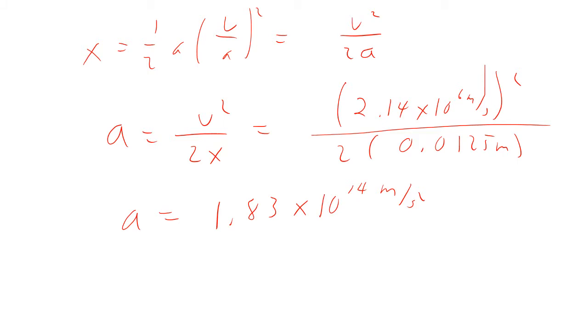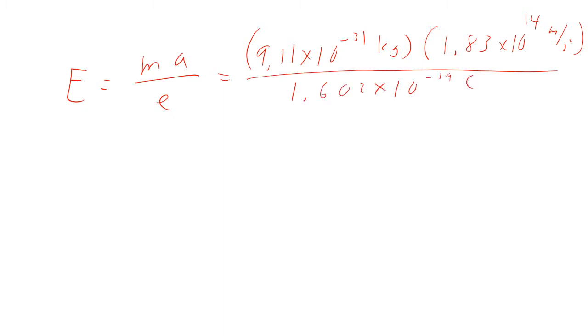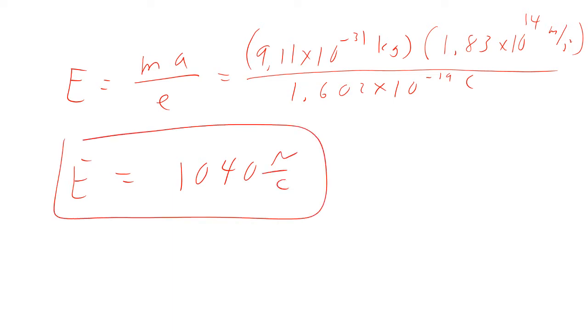Okay, and we had already said that E equals ma over e, so we just plug in those numbers. 9.11 times 10 to the minus 31 kilograms times the acceleration we just calculated, 1.83 times 10 to the 14 meters per second squared, all divided by the fundamental charge, 1.602 times 10 to the minus 19 coulombs. And the answer is 1,040 newtons per coulomb. And so that would be the electric field.